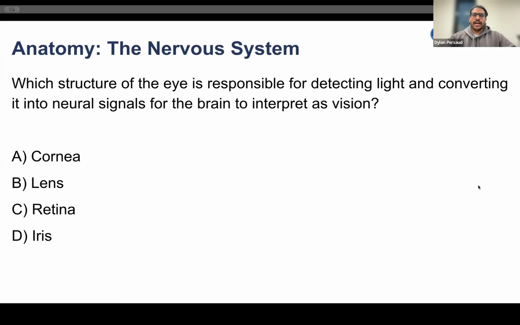So which structure of the eye is responsible for detecting light and converting it into neural signals for the brain to interpret as vision? So specifically detecting the light and converting it to signals.